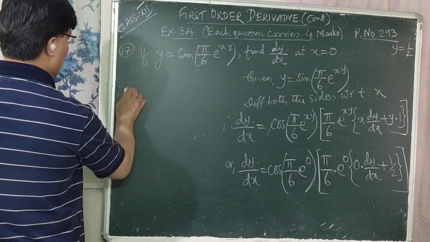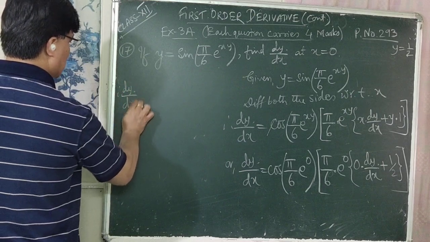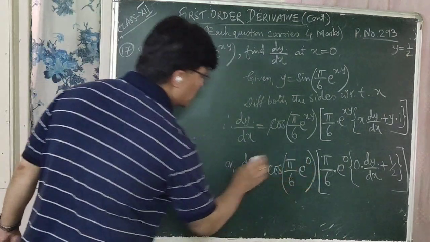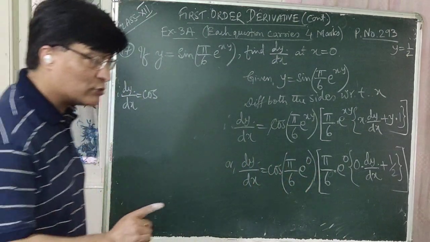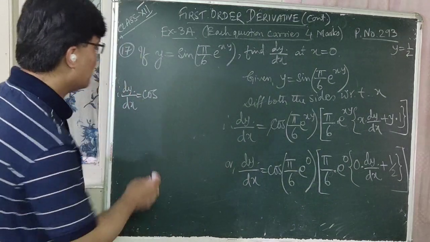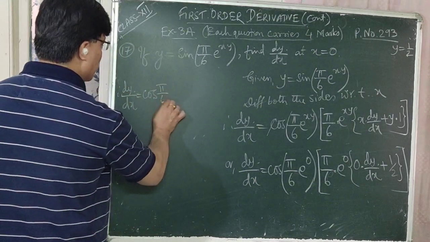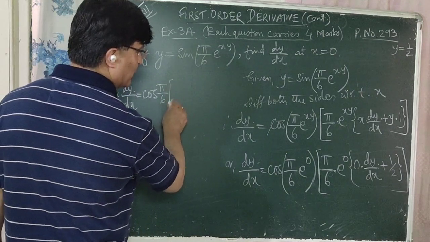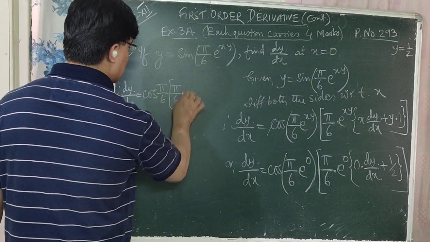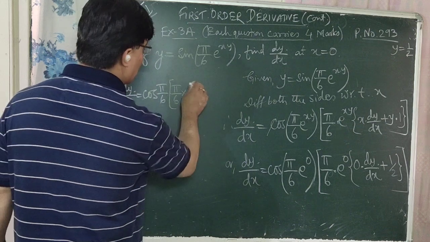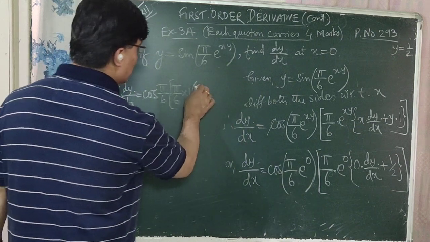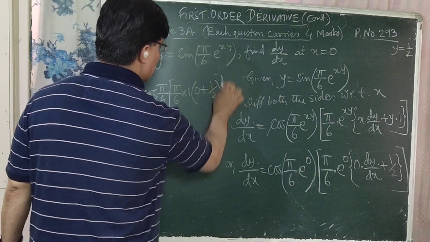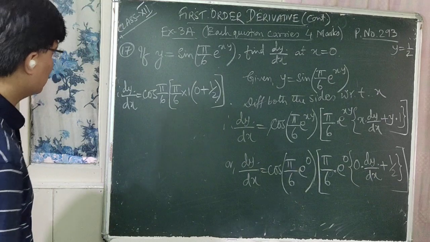So therefore dy by dx is equal to, now it is cos. What is e to the power 0? Always 1. Something to the power 0 is always 1. So it is pi by 6. Write down here pi by 6. Right? And within third bracket here we have pi by 6 into e to the power 0 is 1. Within second bracket, 0 into any number is always 0 plus, and it is half. First bracket closed, third bracket closed, right?